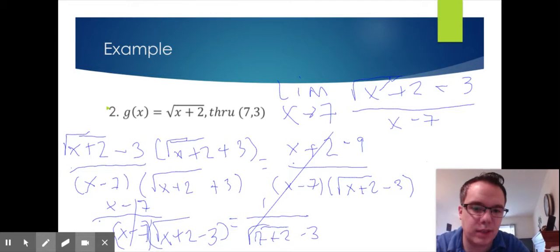Square root of 7 plus 2 is 9, and the square root of 9 is 3. This is a plus 3. So I will get 1 over 3 plus 3, which is 1/6.